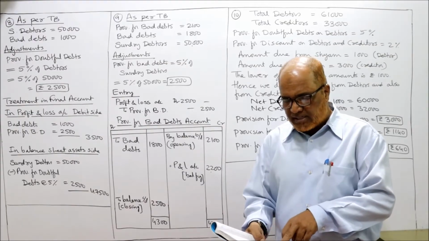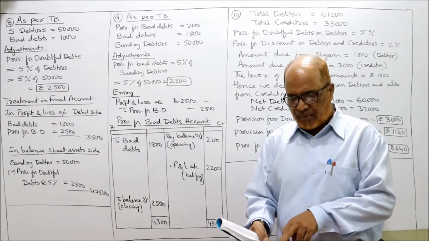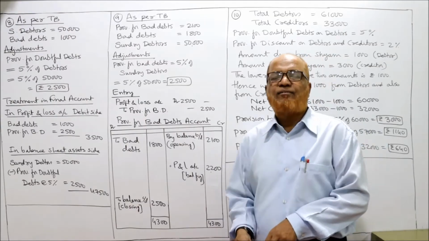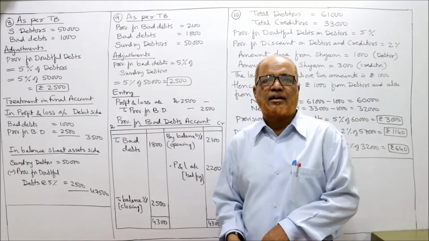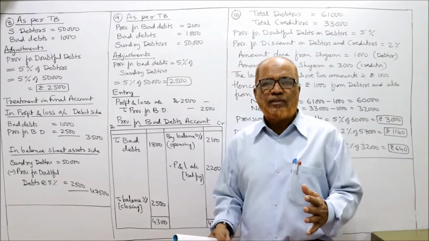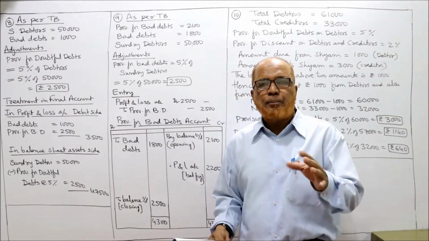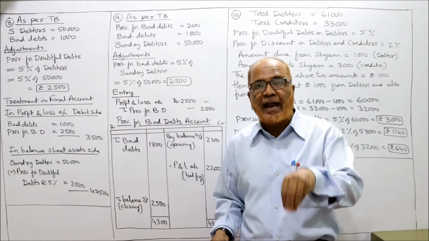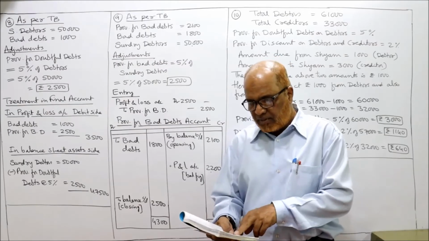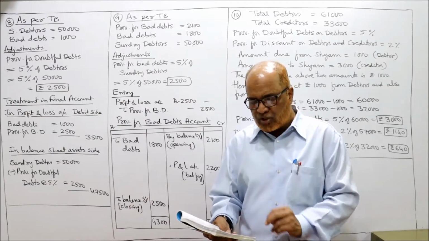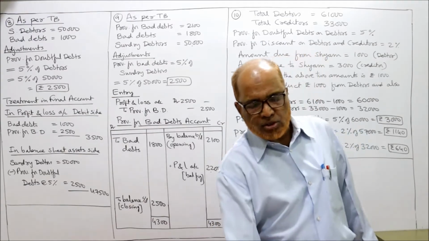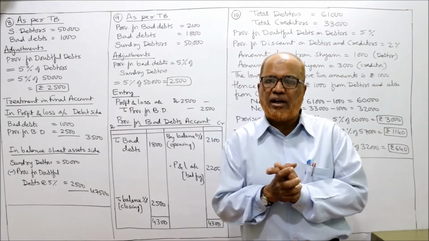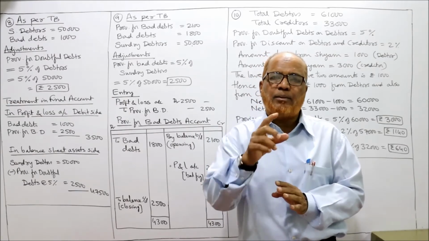At the end of the year, sundry debtors are 50,000. Then the firm wishes to maintain the provision for bad debts at 5% of sundry debtors. So the management of the business has decided that a provision of 5% on debtors should be maintained at the end of the year, and give the necessary journal entries and the provision for bad debts account.